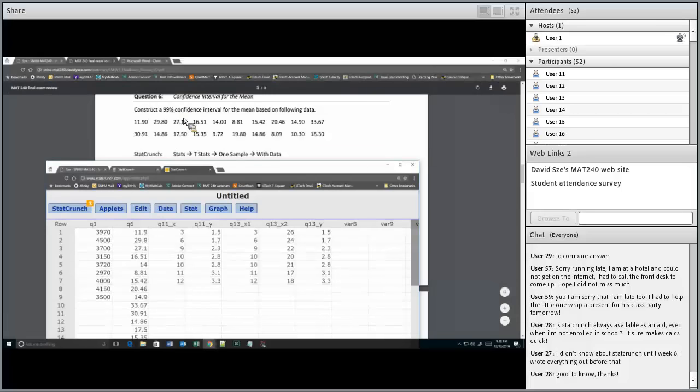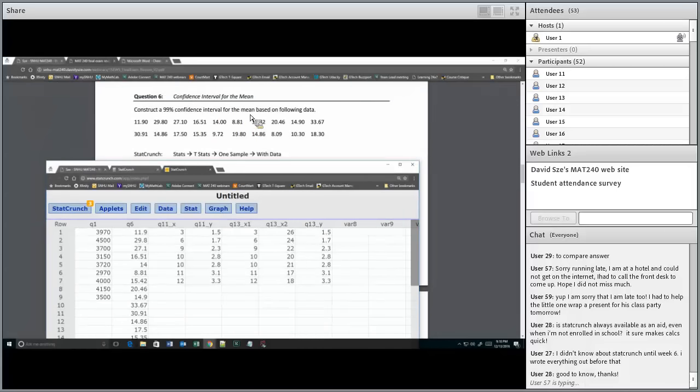So now we have to construct a 99% confidence interval, not for the proportion, but for the mean. So we need a 99% confidence interval for the population mean. And how do you do that? You take a sample, and then you're going to use the sample to create that confidence interval. Now, how do we do that?